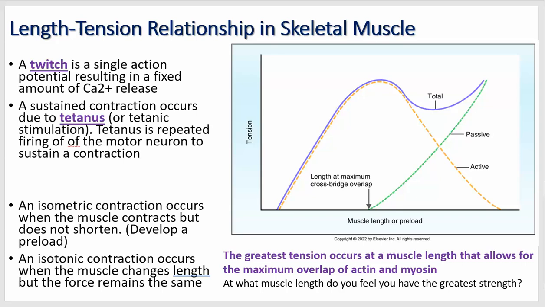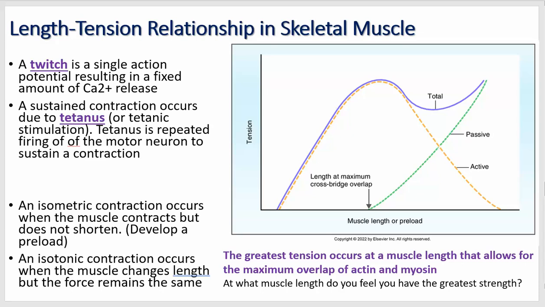So a tetanus or a fused tetanus. Fused tetanus is more of a smooth type of contraction. Unfused just means that you're kind of shaking, and there's some repolarization occurring in between. I think, but we're not too concerned about that. Fused tetanus just means that you've got a continuous muscle contraction.